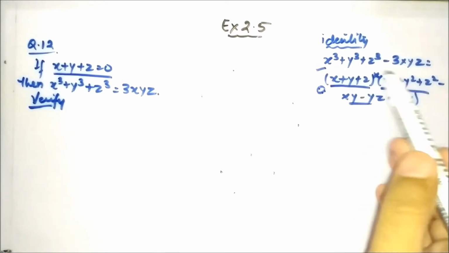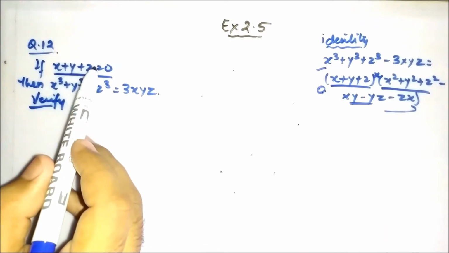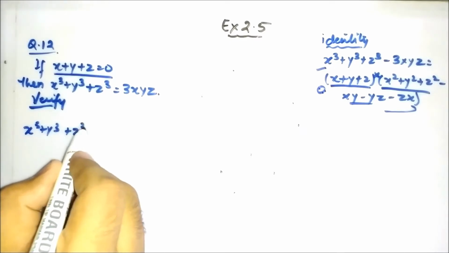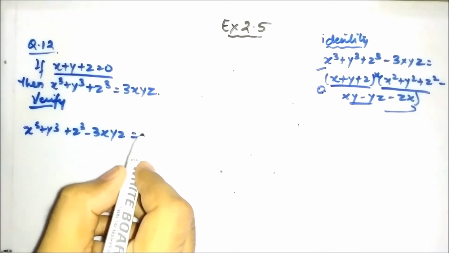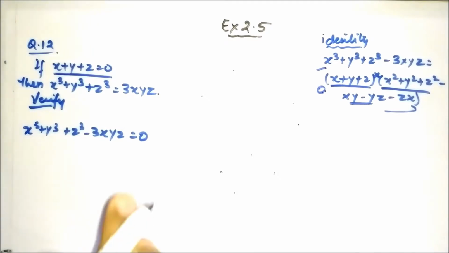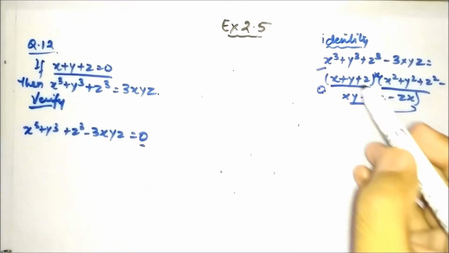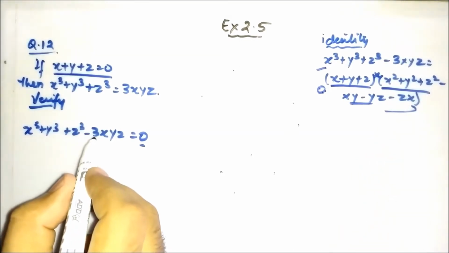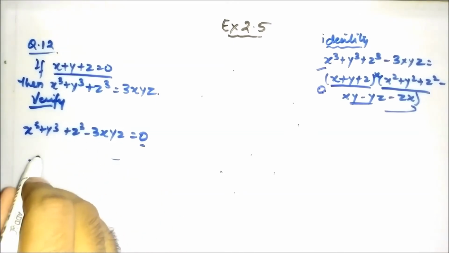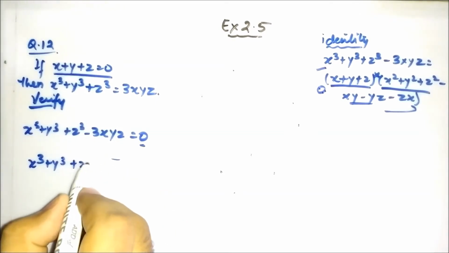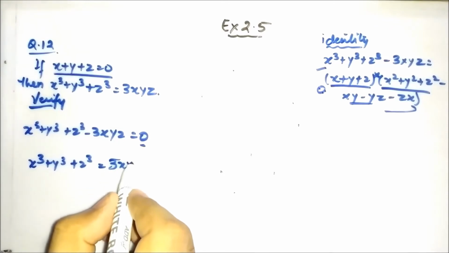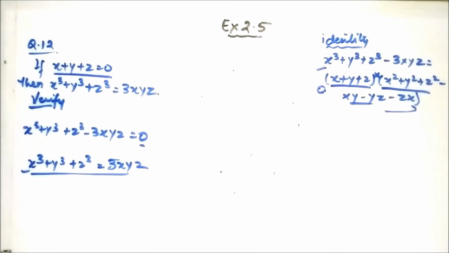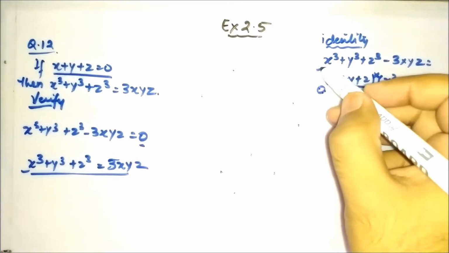So with this expression, if x plus y plus z is 0, then we can write x cube plus y cube plus z cube minus 3xyz is equal to 0. I hope you got why we got RHS as 0, because 0 multiplied with anything will be 0 only. Now we just need to shift this 3xyz this side. We will get x cube plus y cube plus z cube is equal to 3xyz. So this was the required thing we need to show. I hope you understood this. This was very easy if you know this identity.